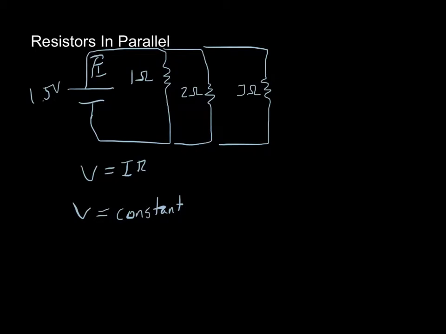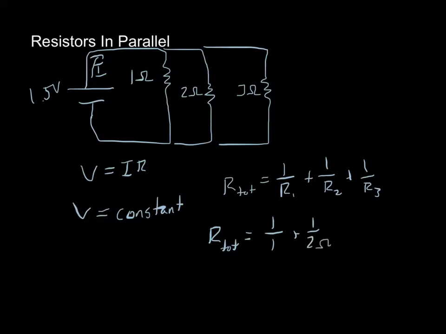To find our total resistance in parallel, it's 1 over R1 plus 1 over R2 plus 1 over R3. So in this case, our total resistance would be 1 over 1, which is 1, plus 1 half, plus 1 over 3 ohms. So 1 plus a half plus a third. And if we put all that into a calculator, we get 1.833 ohms.